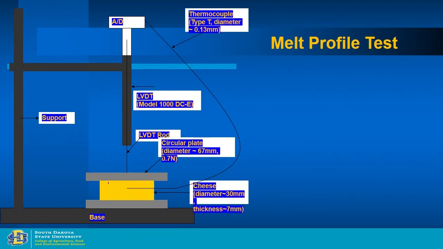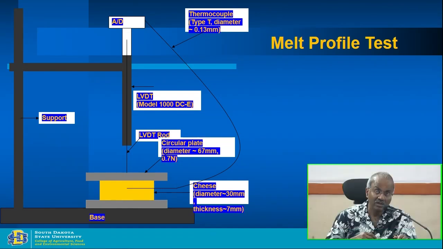you put a piece of cheese disc between two plates, and there is an LVDT. Then you put the whole setup in the oven, and you have a thermocouple going into the center of the cheese and connected to the data acquisition system. And this LVDT, linear variable differential transformer, is also connected to the data acquisition system.